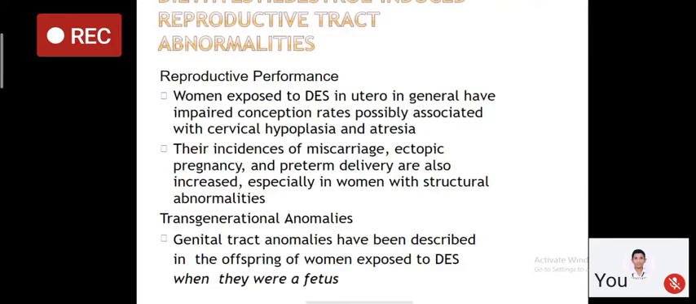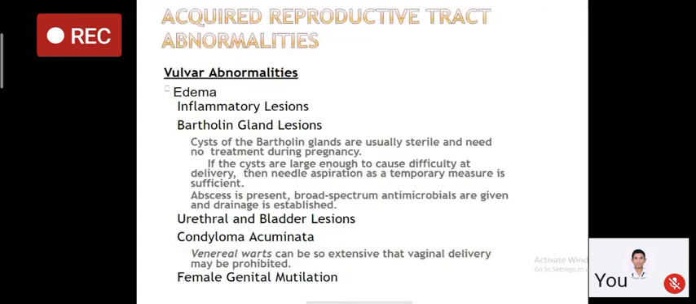Genital tract abnormalities have been described in the offspring of women exposed to DES when they were a fetus. So there are chances of transgeneration, like the mother is affected and that leads to a female child, delivered by chance, because there are chances of infertility and subfertility also. So if they get a female fetus, that fetus can also have some abnormalities, detected in future.